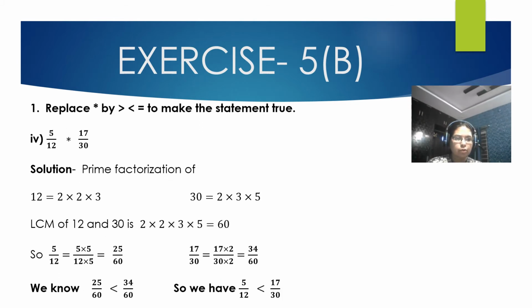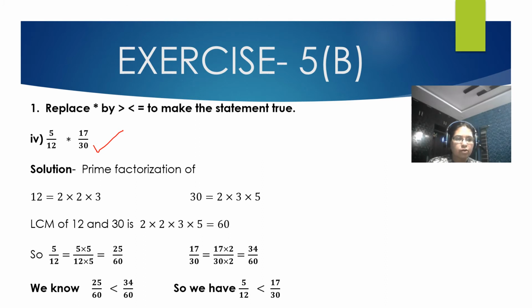Now we'll solve question number four, part b. Part b is 5 divided by 12 and 17 divided by 30. Here both are unlike fractions having different denominators. 12 and 30 are different. So these both are unlike fractions. So we have to convert these unlike fractions into equivalent fractions, equating the same denominators by multiplying numerator and denominator with the same number. So first we have to find out the LCM of the denominators 12 and 30.